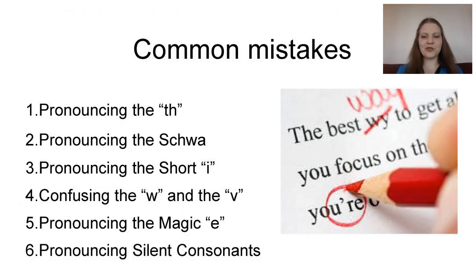Okay, and the first one is, of course, the sound th. Now this is one of the hardest consonant sounds to pronounce, and as you know, it can be pronounced in three ways: as the voiced th, such as this, that, these, those; as the voiceless th, such as three, thing, and thought; and as t, such as tie or Thames.